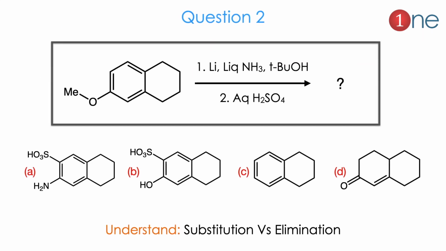Then question number 2. The starting material is a fused ring system. One is benzene, another is cyclohexane, where benzene is attached with a methoxy group, a kind of anisole system. Here the reagents are lithium in liquid ammonia, tert-butyl hydroxide, and aqueous sulfuric acid. Here the question is whether it is just a sulfonation reaction, or a reduction reaction, or conjugated double bond formation. Basically you have to understand that the real question is whether a substitution reaction is happening or an elimination reaction is happening here.